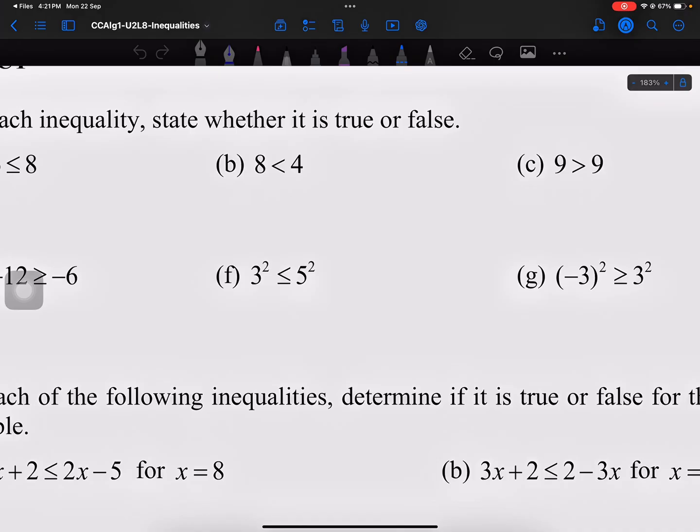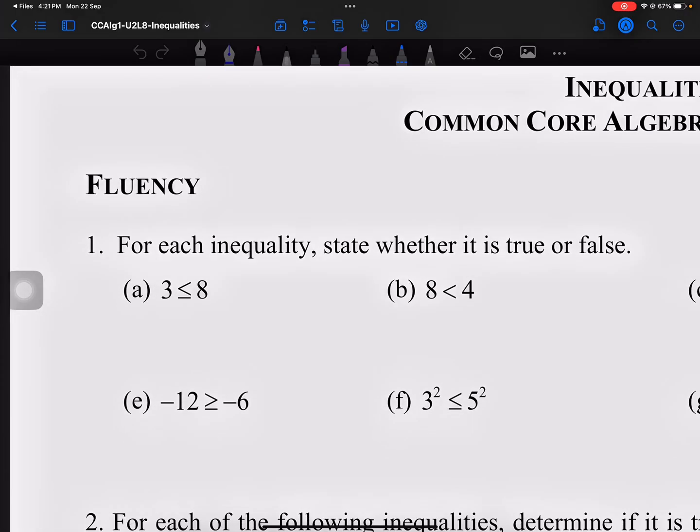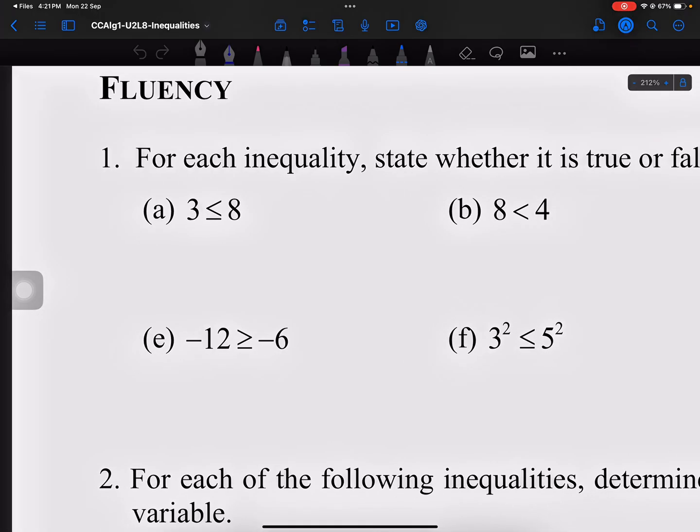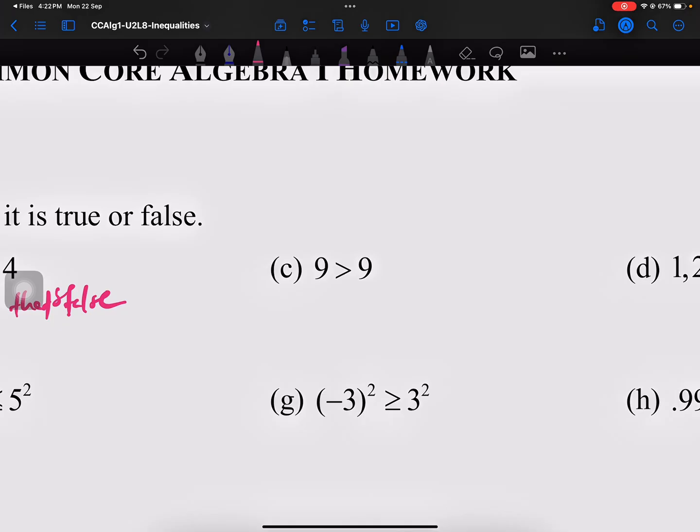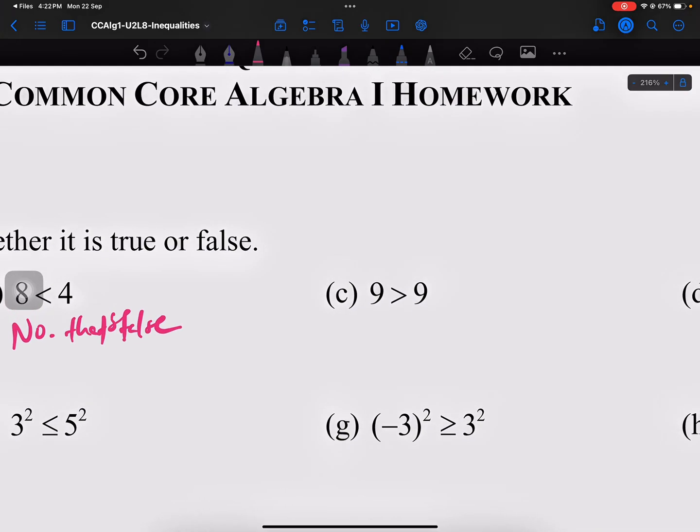Okay, so for this one, we need to compare the left side and the right side, like just checking if two numbers make sense or not. So first one, A. Is 3 less than or equal to 8? Yes, true. B. Is 8 less than 4? No, that's false. C. Is 9 greater than 9? No, false. They are equal.